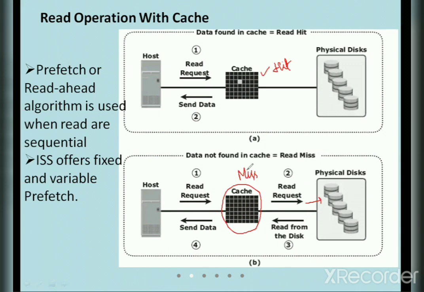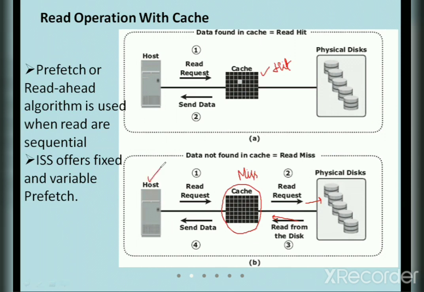It is available on the physical disk, but it is not available on the cache. So for that purpose, it is called a read miss. Now, when the data is available on the disk, it is going to read the data from the disk, write it to the cache, and send it to the host.